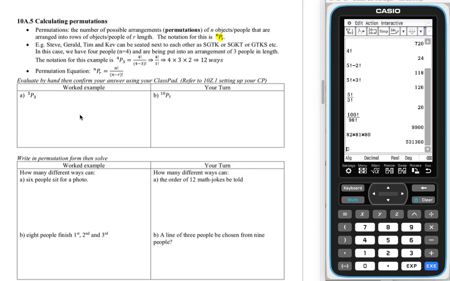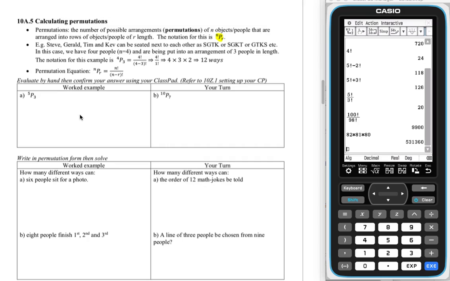So, we've got an example here, Steve, Gerald, Tim and Kev. They can be seated next to each other in SGTK, so Steve, Gerald, Tim and Kev, or Steve, then Gerald, then Kev and Tim if you want to picture it, or you can go Gerald and Tim and Kev and Steve. That's a bit of a tedious way to do it, okay? So we can use counting techniques, in this case permutations, to express this.